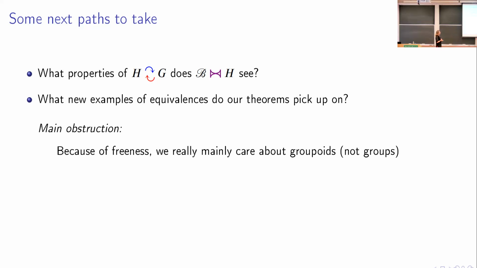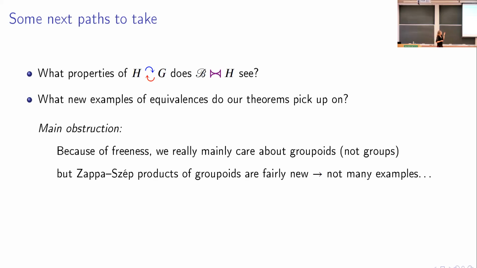One problem that we have is that our theorems are really only interesting if you look at groupoids because of this freeness condition. Because as soon as you have a group, you can't act freely in the right sense. And so you really need groupoids, but the problem is there are not that many Zappa-Szép products of groupoids around yet. So there are just not many examples that we can play with. So these star-commuting endomorphisms that I mentioned twice that Mike came up with his collaborators, this is one of the few examples that we've had.